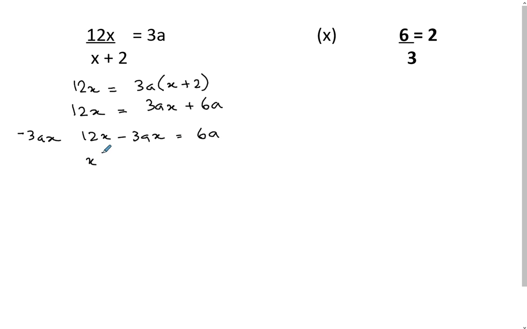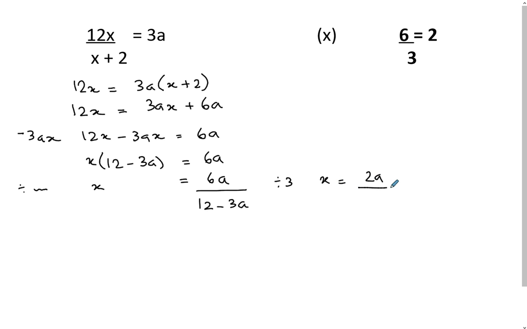Okay, we're going to factorize, so you've got x, 12 minus 3a equals 6a. Okay, x has been multiplied by all that, so we're going to divide by all that. So x equals 6a divided by 12 minus 3a. Okay, I'm just going to simplify that. You can tell all these numbers can be divided by 3. And again, if it's a minus, that means you've got to divide each one of them by 3. So simplified, you've got x equals 2a over 4 minus a. Okay, right, let's take another one.